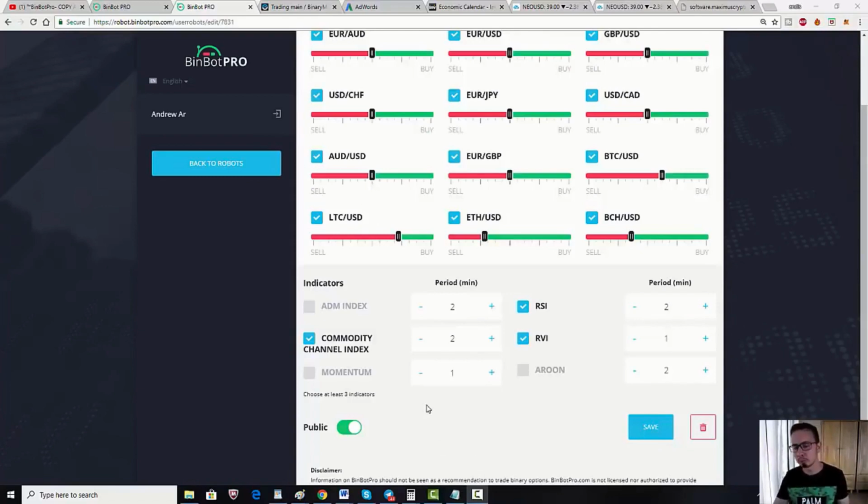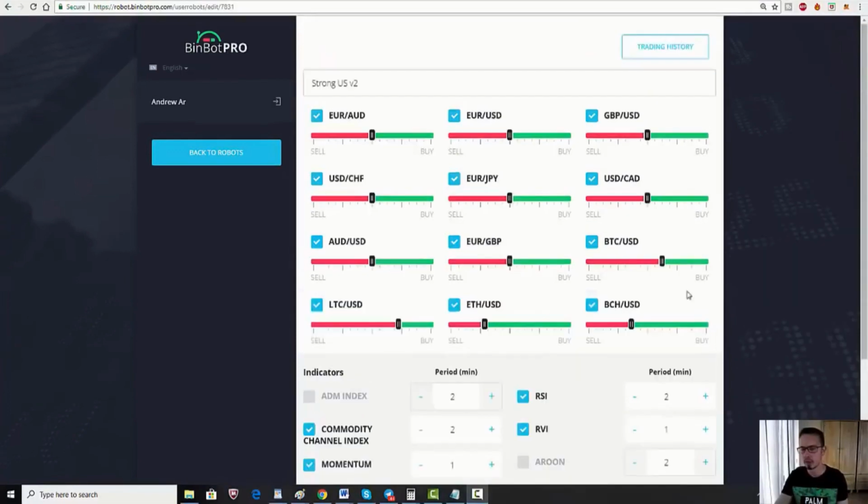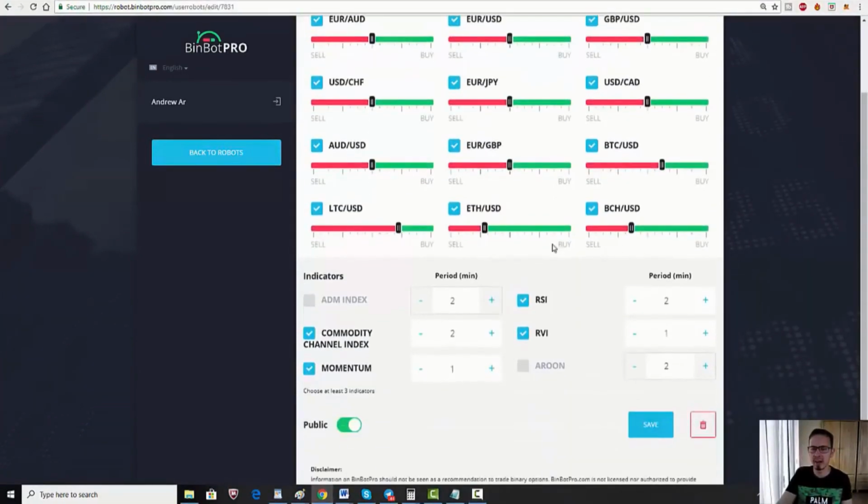So guys, for optimum results, make sure you only have these 3 indicators on, which are commodity channel index, relative strength index, and relative volatility index. So when we have that out of the way, let's just save the auto trader now.